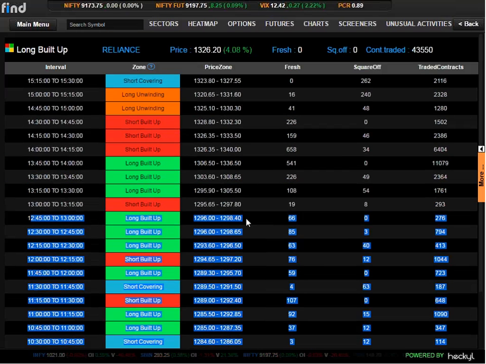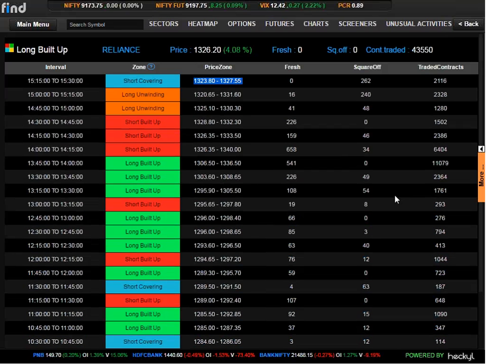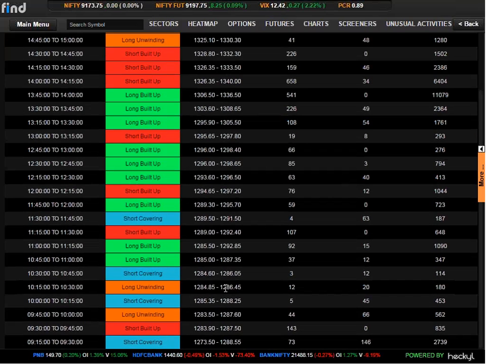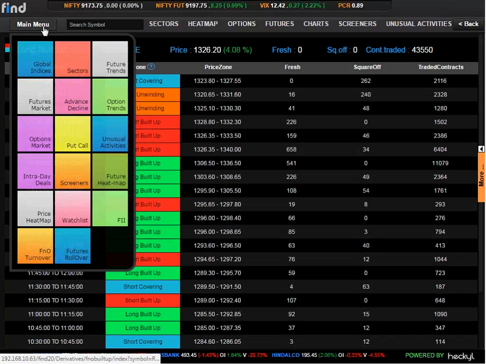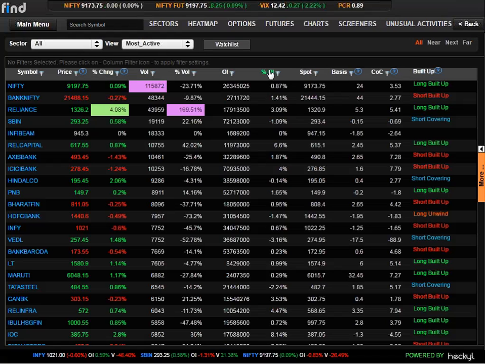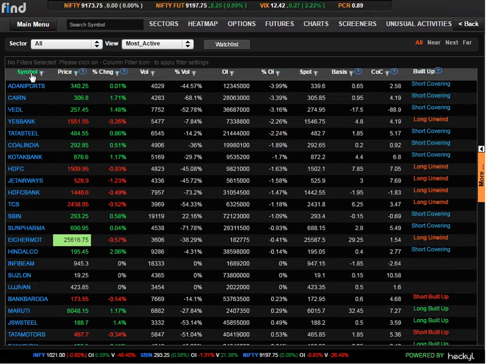From 1296, 1298, the stock rallied till 1330 odd levels. A lot of long positions got added to this counter compared to short positions, and there was also a lot of short covering. So it was a good idea for the clients to take long positions in Reliance Industries. And in open interest terms, Reliance Industries was also quite active.